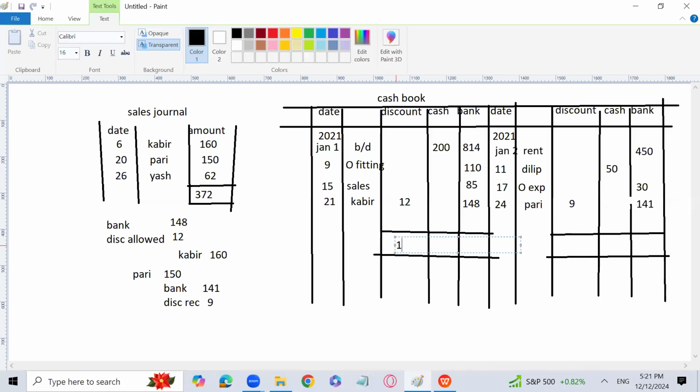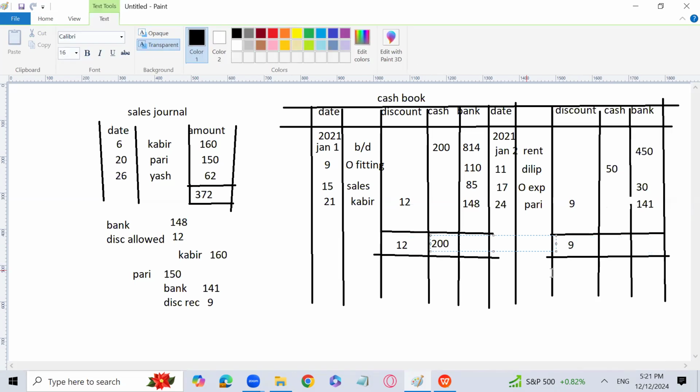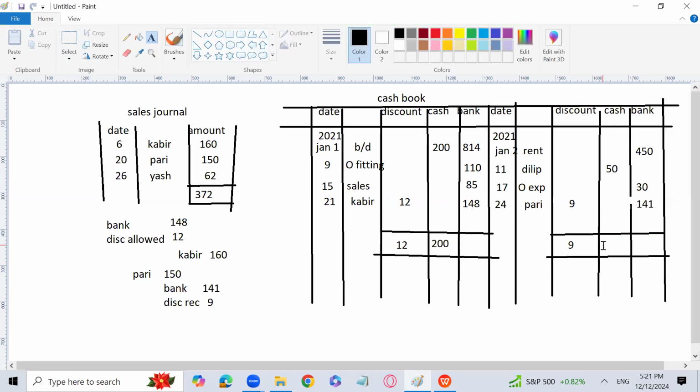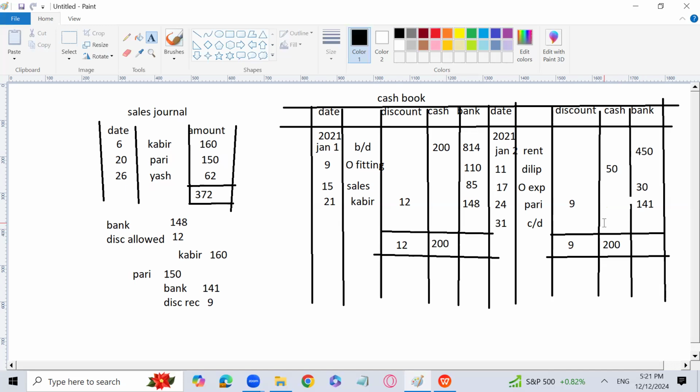So let's go for the total. The total of discount allowed column on the debit side, which is an expense, is 12, and total of the discount received column on the credit side, which is income, is going to be 9. Now let's talk about the cash column. 200 is going to be debited because debit side is heavier. I will write the same amount on the credit side, and on 31st January, I'm going to write the carried down of cash, and that will be 150.